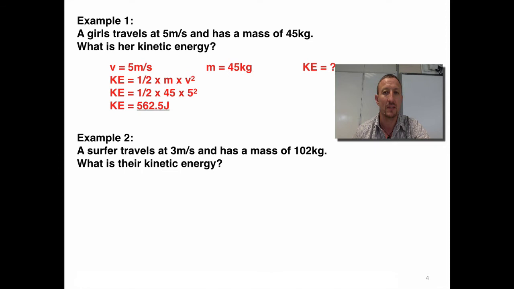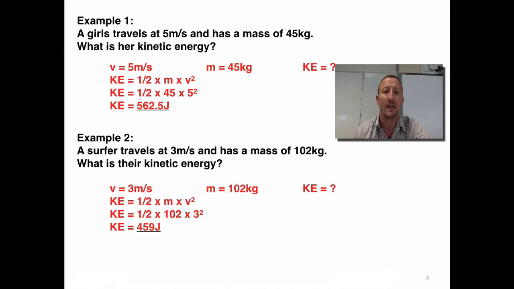How did you go? You get it correct? Well done. Alright, let's have a look at example 2. See if you get this right. We've got a surfer who travels at 3 meters per second and has a mass of 102 kilograms. So again, let's write down what we know. His speed is 3 meters per second, units correct, so no conversion. The mass is 102 kilograms, again units correct, no conversion, and we're finding the kinetic energy.